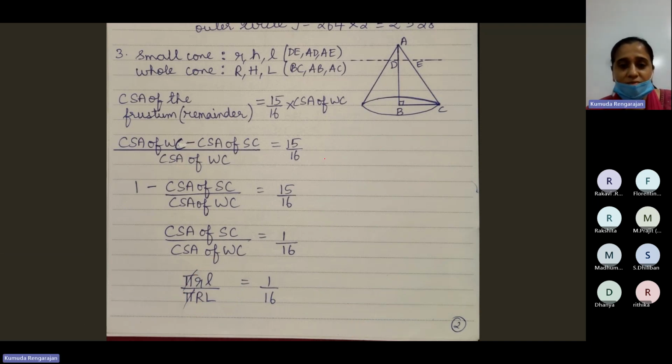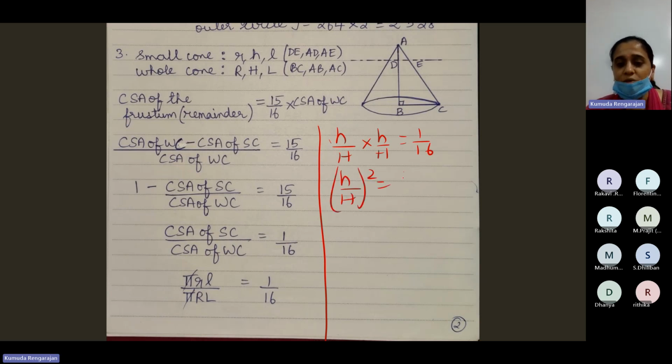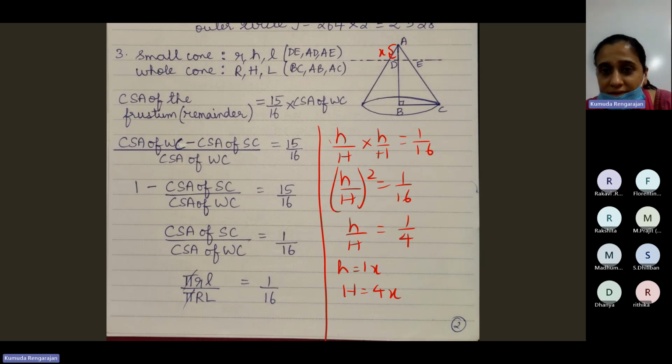So after this you can proceed like this, children. You write h by H into h by H is equal to 1 by 16. So h by H, the whole square is equal to 1 by 16. So h by H is equal to 1 by 4. That means h is equal to 1x and capital H is equal to 4x. Correct? So how much is this one? This one is 1x. And this whole thing is 4x.